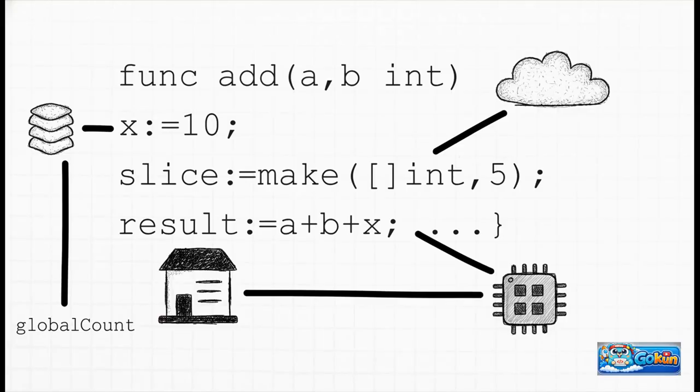Now, I've written this one specifically to use all three main memory types. It has a local variable x that's destined for the stack. It creates a slice, and we know its backing data is going to be allocated on the heap. It calculates a result, and that's going to happen in registers. And it even touches a global count variable, which lives in a special data section of the final program.